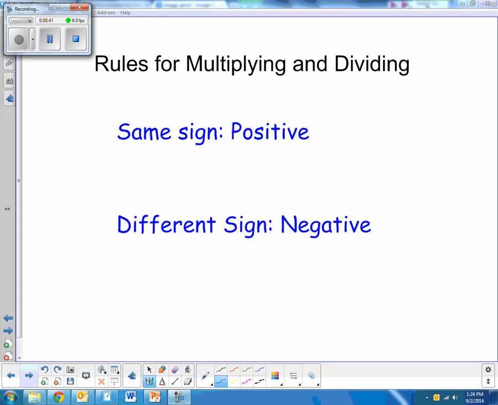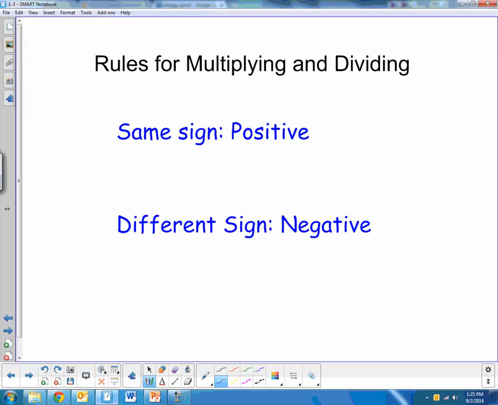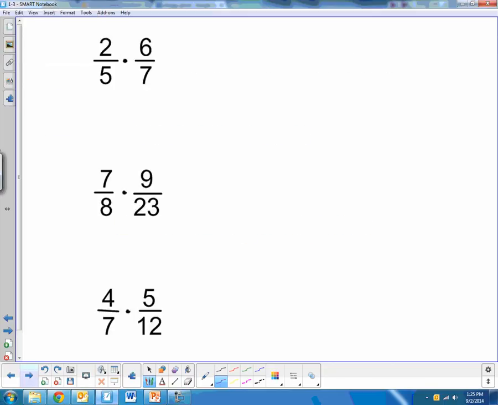For multiplication and division, same sign, positive. For multiplication and division, different signs, negative. Be very careful to not mix that up with your addition rules. We're going to look at some examples here.